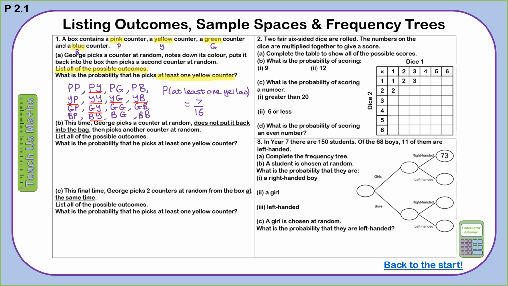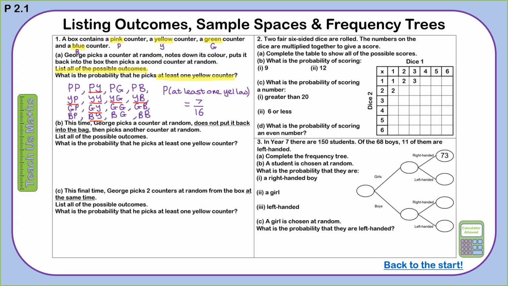7 outcomes that contain at least one yellow out of 16 outcomes altogether. And as this is a probability, we can leave that as a fraction. Let's have a look now at part B.